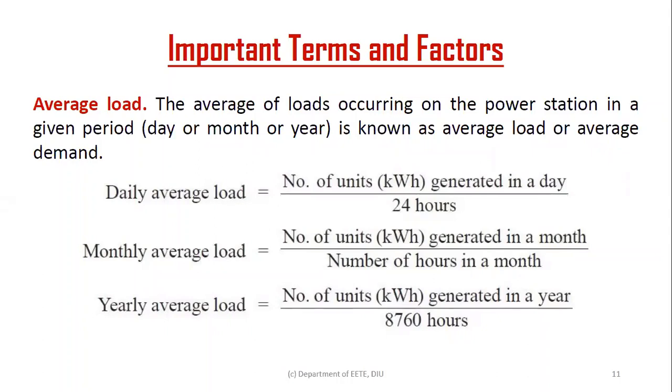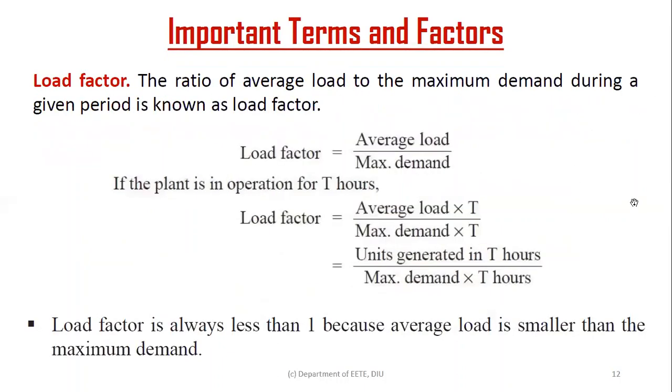For monthly average load, it is the number of units generated in a month divided by the number of hours in a month, basically 30 into 24. Similarly, yearly average load is the number of units generated in a year divided by the number of hours in a year. We know that the number of hours is 8,760. So that is average load.